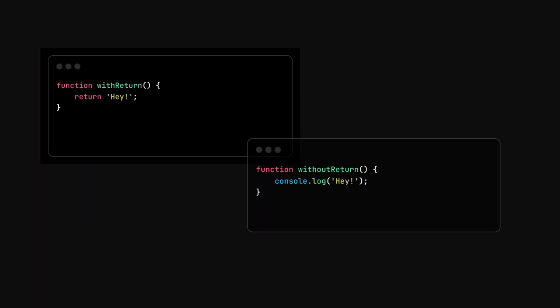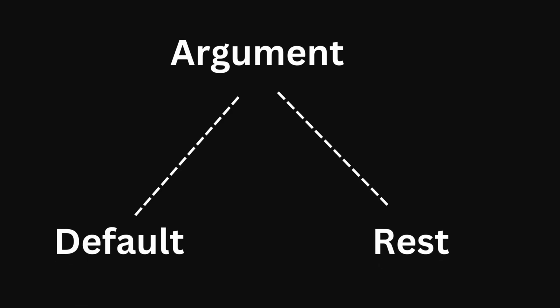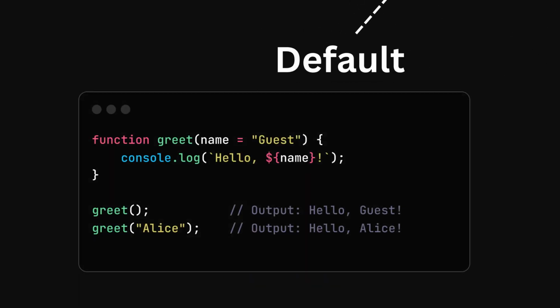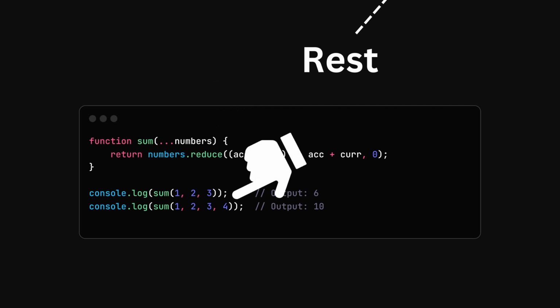Functions may or may not return something. You can pass arguments to a function so that they can receive a value to perform operations. There are two types of parameters: default parameters, which allow you to set the default value for the parameters, and rest parameters, which allow you to represent an indefinite number of arguments as an array. Functions are a great way to organize your code.